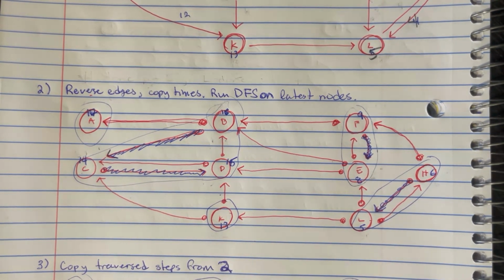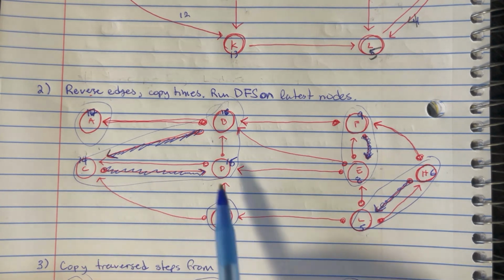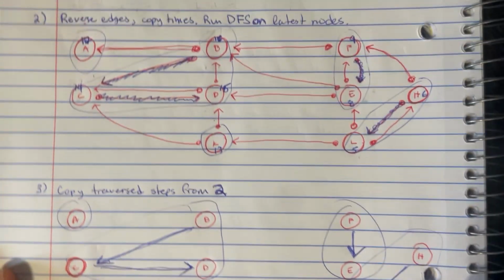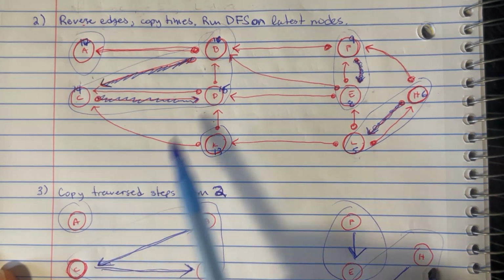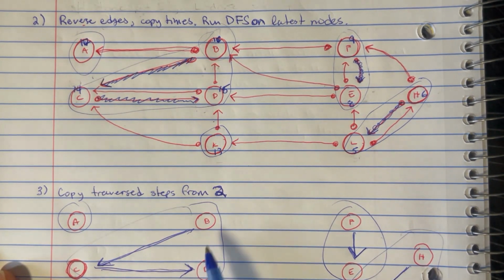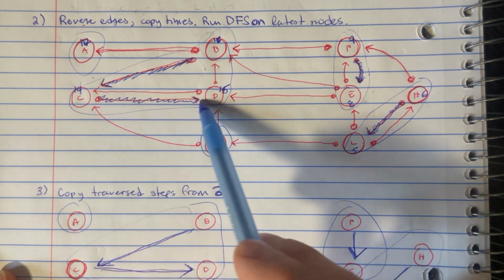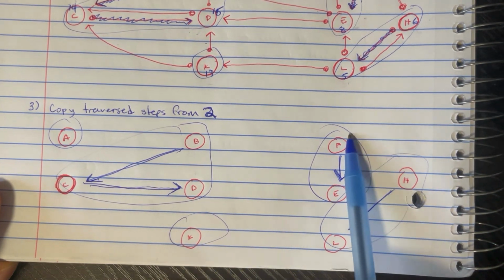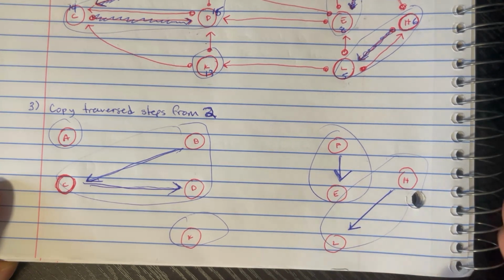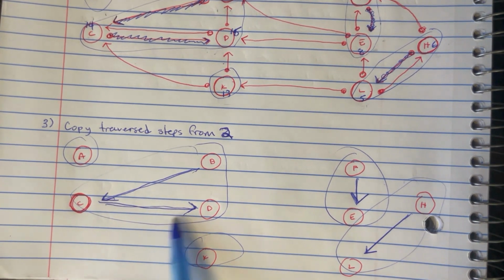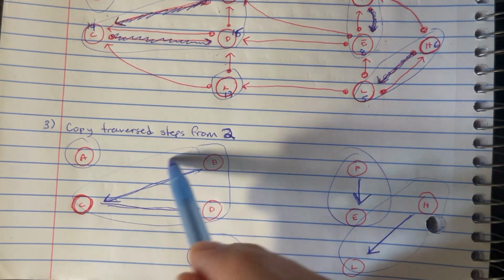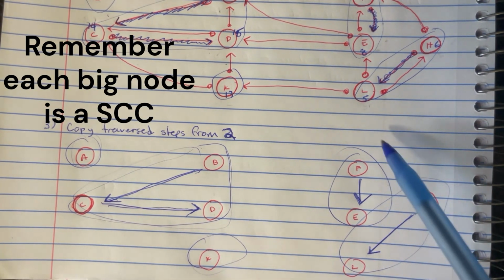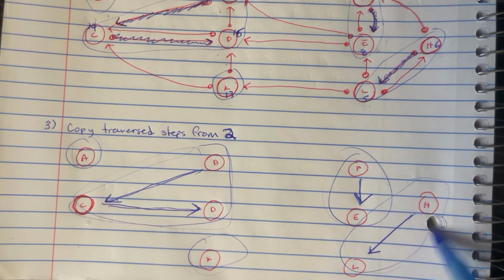And essentially, when you copy traverse steps from this second step, you will get something like this. We have this big group, and notice we copied these bolded edges. This is its own isolated group, and we copied this bolded edge, and we copied this bolded edge. Everything you see here, these are the big nodes. This is a big node, this is a big node, that is a big node, and that is a big node as well.